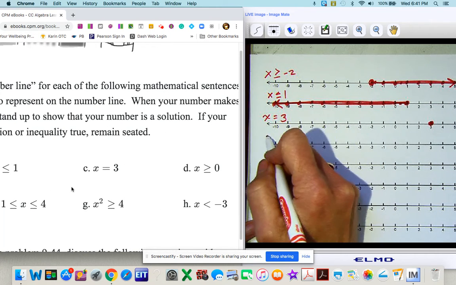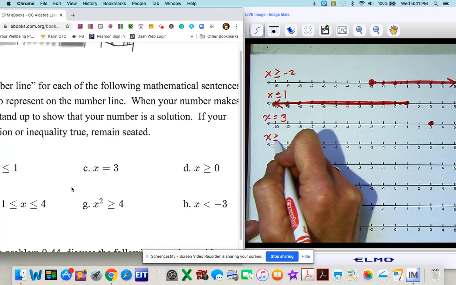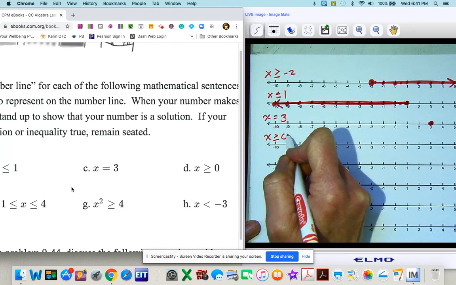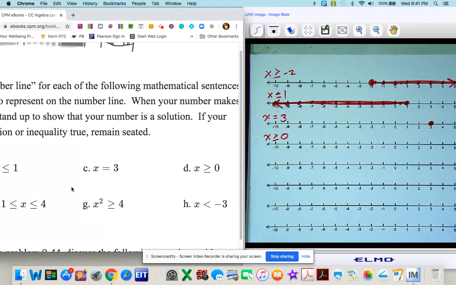So how about D here? What are some numbers that are greater than or equal to 0? Same thing, go ahead and go on the number line, and any number that's true for, go ahead and identify that and see what pattern you see.